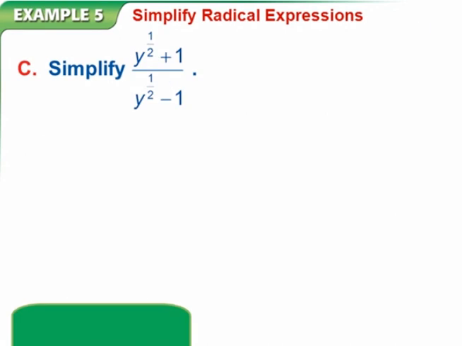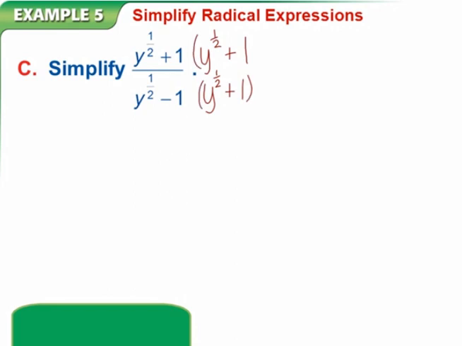Alright, our last example for the day. So y to the 1/2 plus 1 over y to the 1/2 minus 1. Now remember, we can't have fractions as exponents in the denominator because basically they're square roots. So we're going to use the conjugate again. So it's going to be y to the 1/2 plus 1, I'm sorry. And you do the same on the top and the bottom.